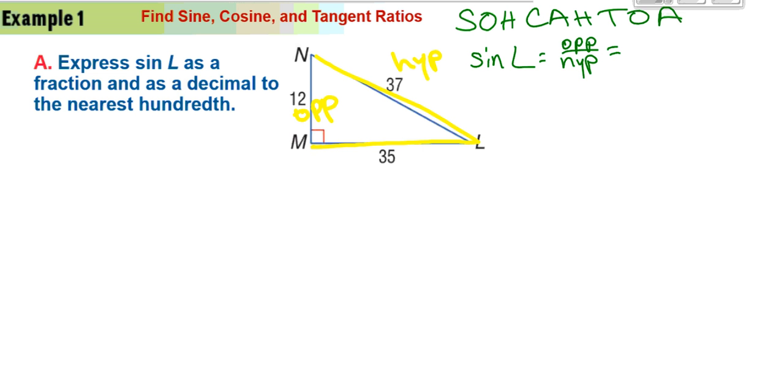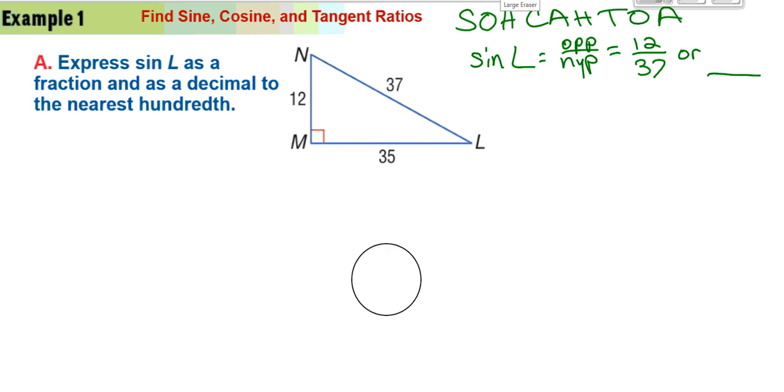So when we look at that, the sine of L is equal to the opposite side, which is 12, over the hypotenuse, which is 37. And it says to write that answer as a fraction and as a decimal to the nearest hundredth. So take your calculator right now, 12 divided by 37, and you can fill in the blank with that number. And you should have gotten 0.32.